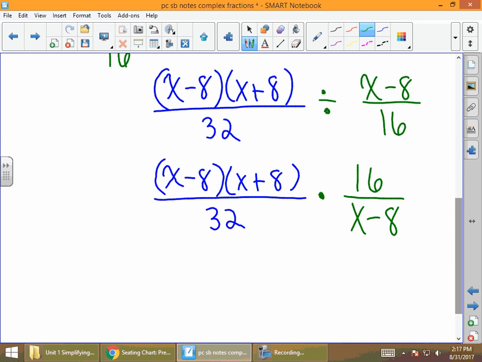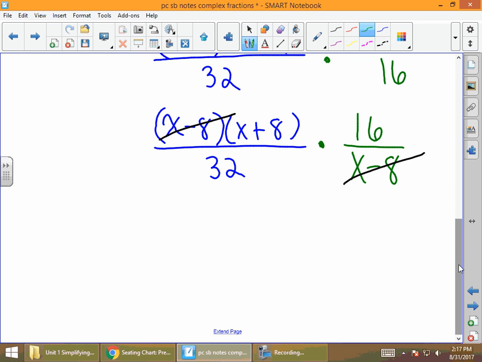So lastly, do we have anything exactly the same on the top and the bottom? Well, hopefully you see the x minus 8s. If we write this down one more time, what we now have is 16 times x plus 8, all divided by 32. Can we do anything else? And hopefully more than one are shaking their heads.